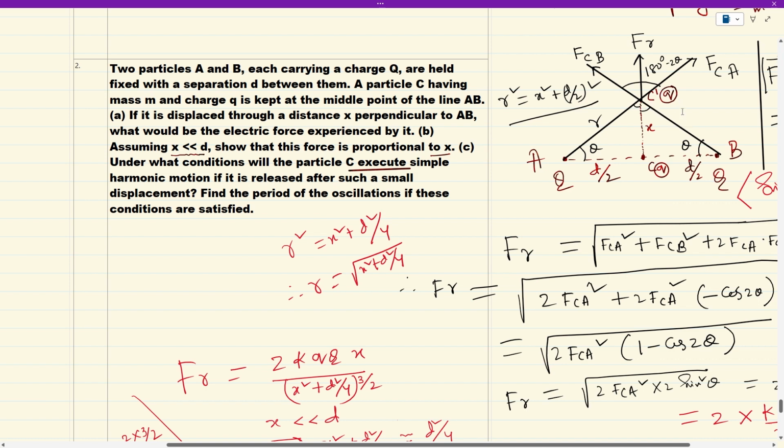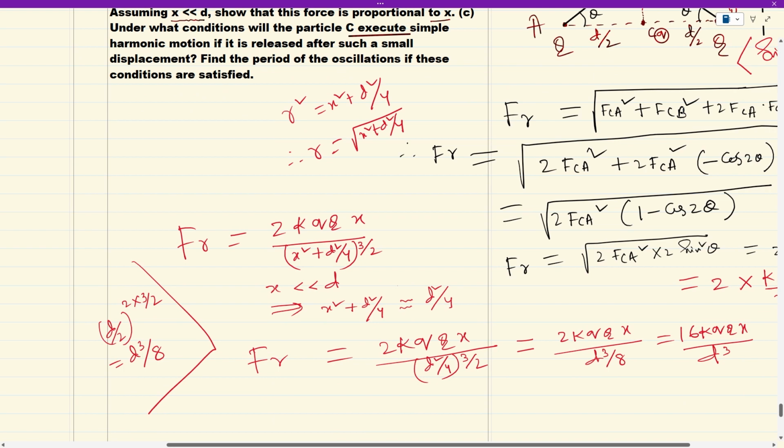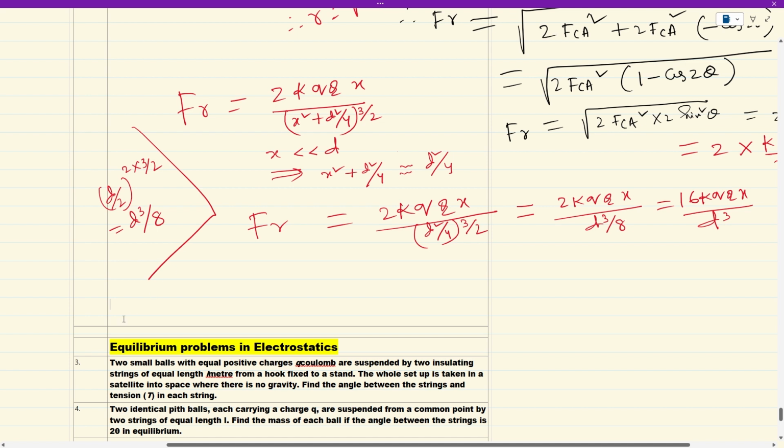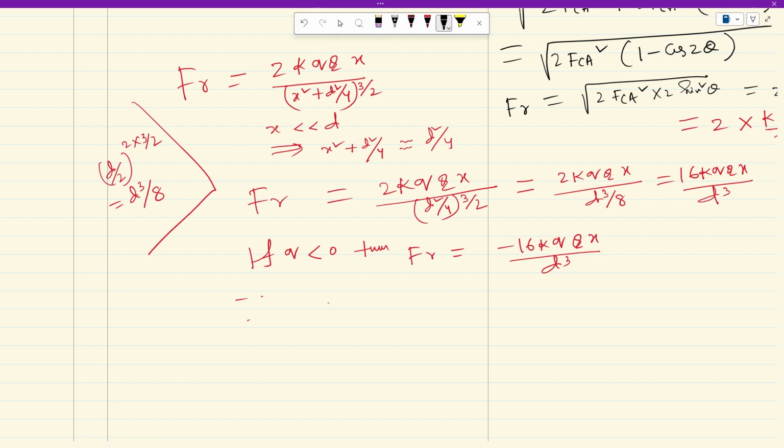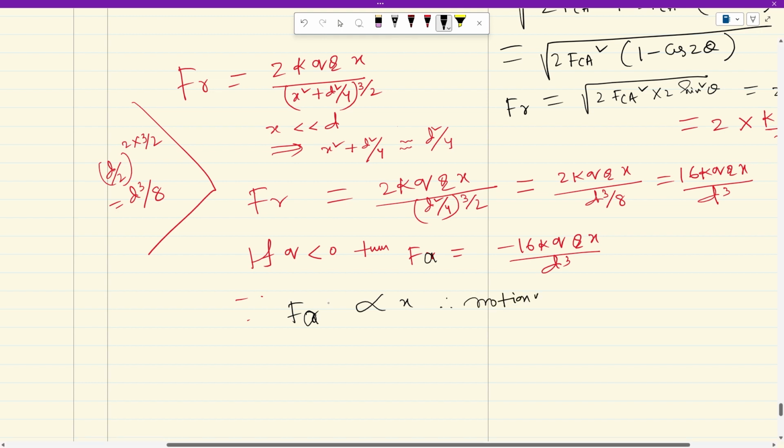That charge Q has to be negative. If Q is negative, then Fr is going to be equal to, just put a negative sign over there. For Q negative, if Q less than 0, then Fr is going to be minus 16 kqqx by d cube. Alright. Since Fr, you know this condition of SHM, as Fr proportional to x, that restoring force, here now it has become an attracting force. You just write attracting force here. Since Fa is proportional to x, therefore the motion is SHM. Okay?